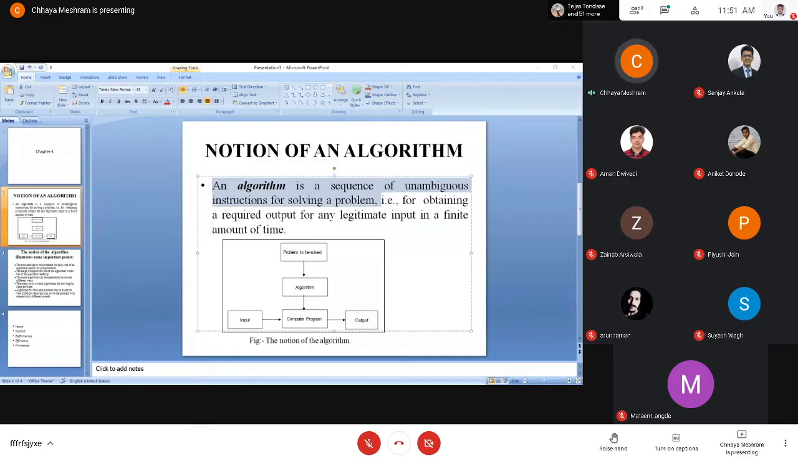After converting the problem statement into the algorithm, now any programming language, wait a minute.